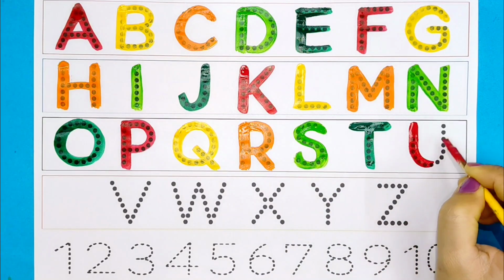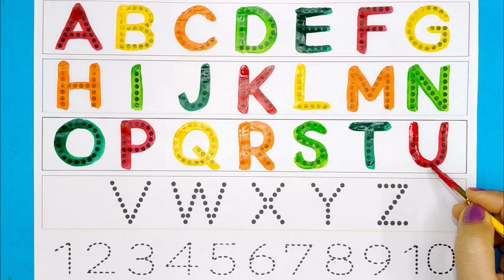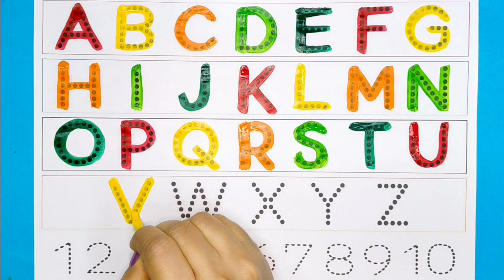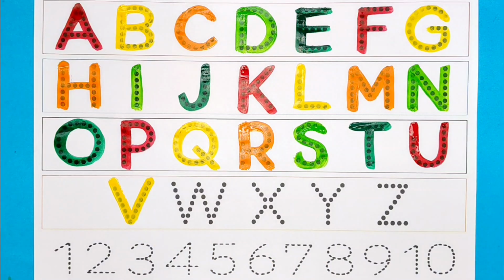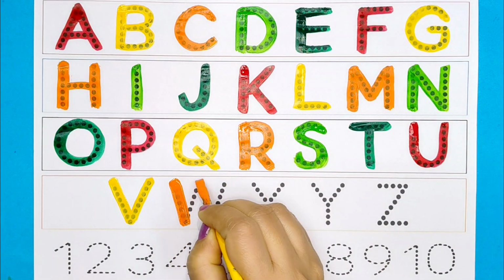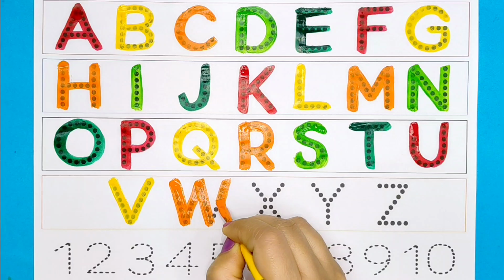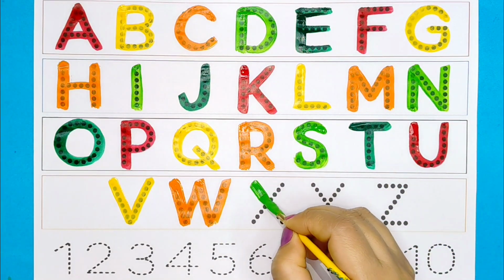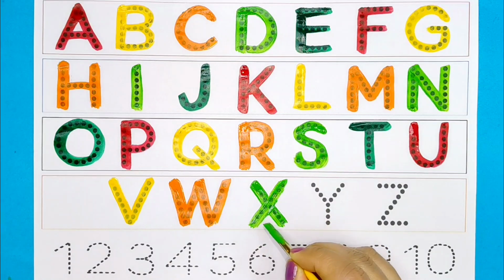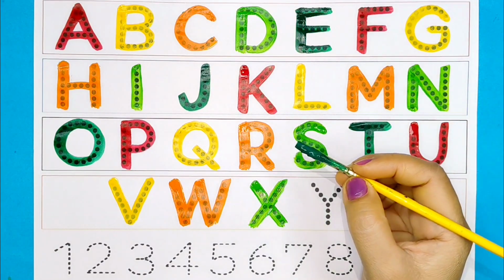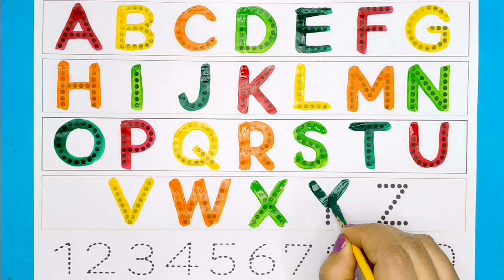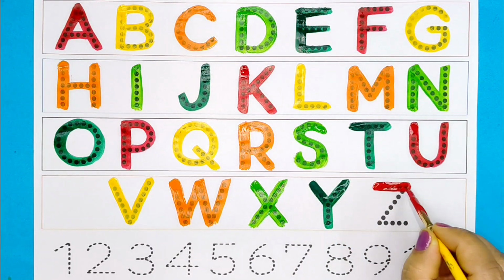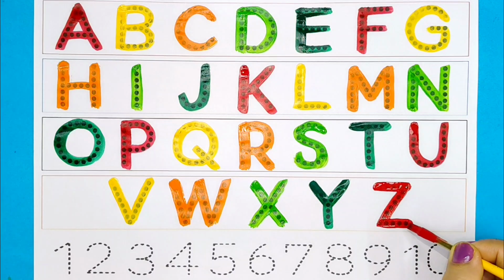Red color. U. U for umbrella. Yellow color. V. V for van. Orange color. W. W for watermelon. Light green color. X. X for Xmas tree. Dark green color. Y. Y for yo-yo. Red color. Z. Z for zebra.